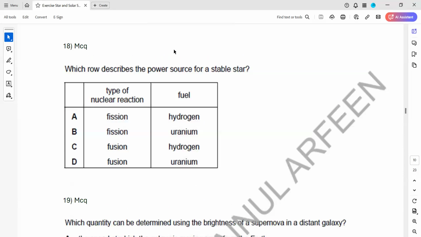Which row describes the power source of a stable star? Nuclear fission is when a heavy nucleus breaks down into lighter ones, so here it is nuclear fusion that happens. Which fusion happens? Hydrogen fusion happens. That's why C is the right answer for this.